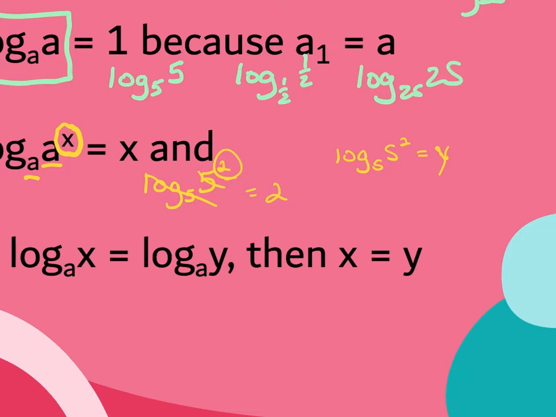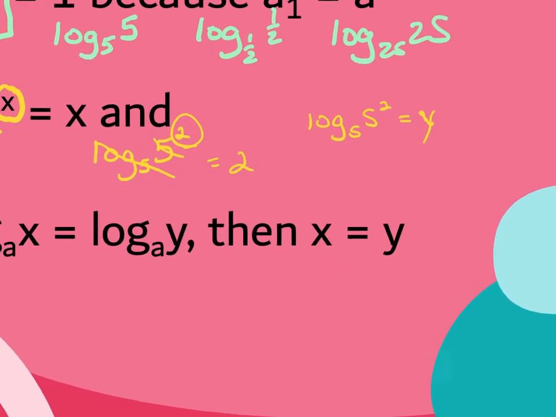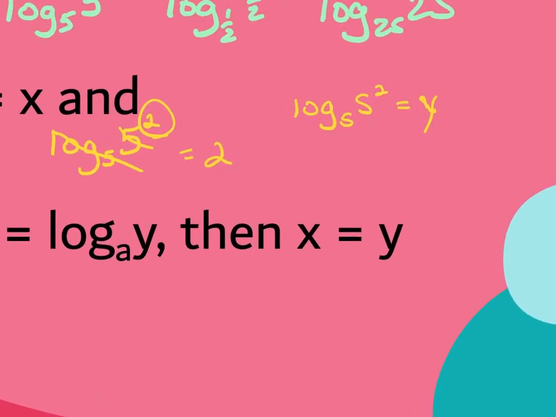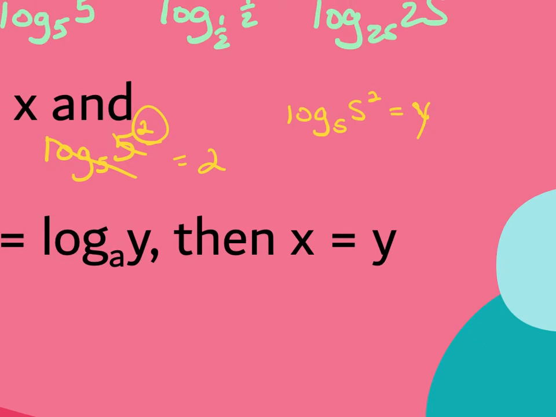If I want to convert that from log to exponential, what picks up what? Which one's your base? The base is 5, the bottom 5. So this is read as log base 5 of 5 to the second.